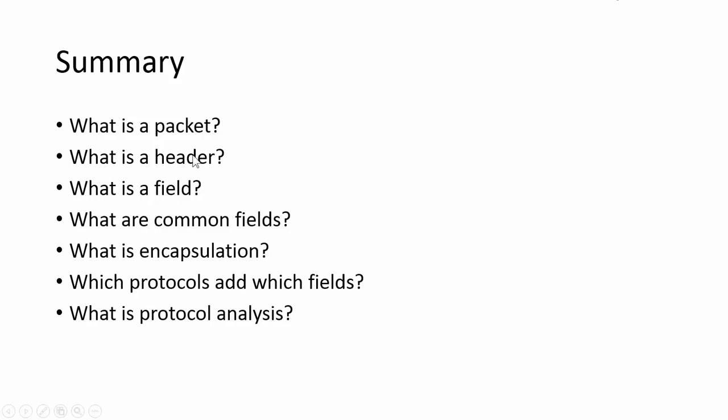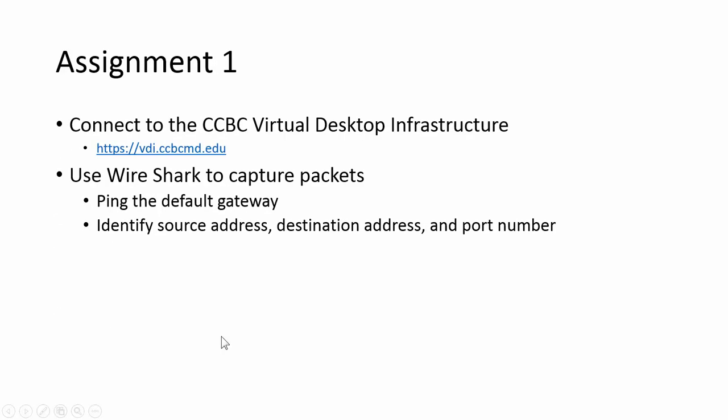In summary, in this section we looked at what is a packet, what is a header, what is a field, and what are common fields. We looked at what is encapsulation, which protocols add which fields, and what is protocol analysis. The assignment is to connect to the CCBC virtual desktop infrastructure, start up Wireshark and capture packets, and then ping the default gateway, and see if you can identify the source and the destination address of the packets which are being sent to the default gateway. And this concludes our section on packet structure and protocols.